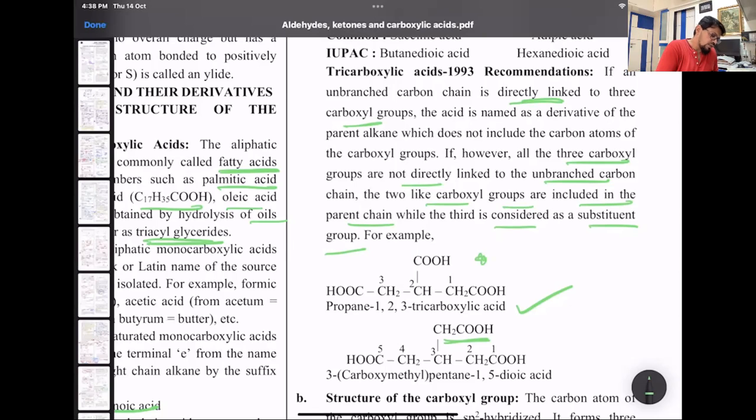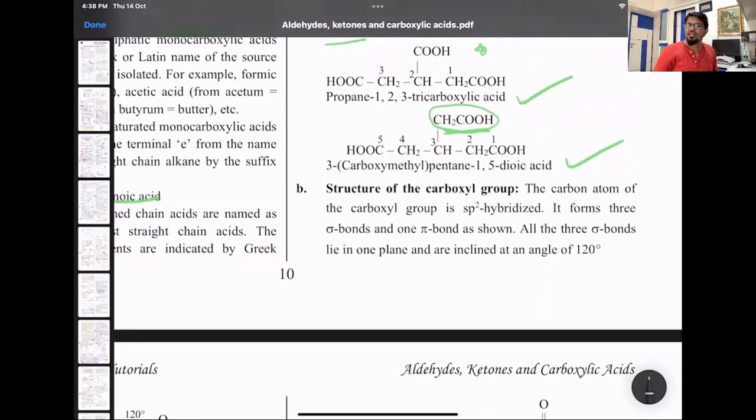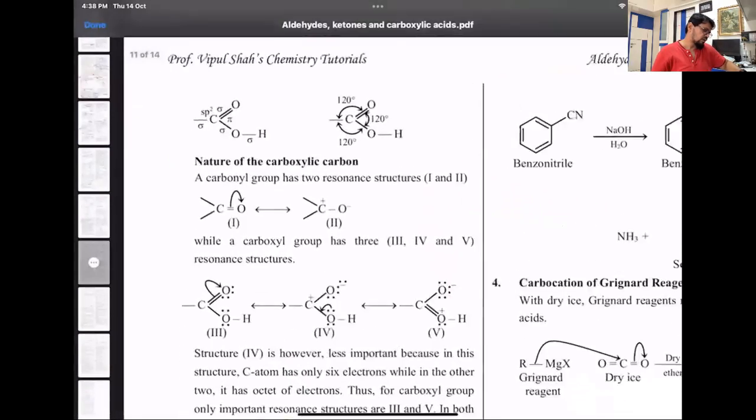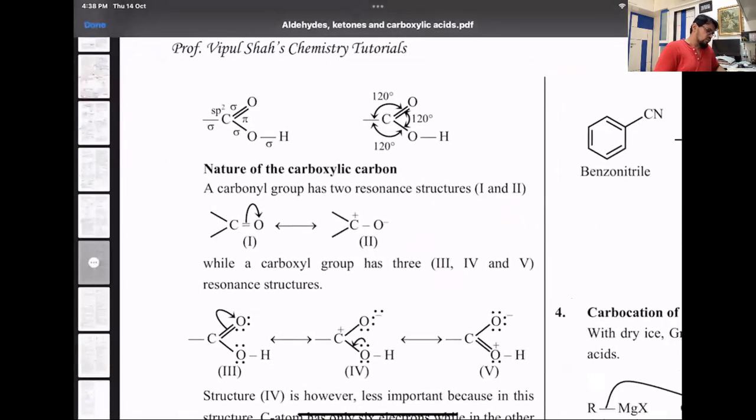But like this one, COOH is not directly attached to the main chain. It's attached to CH2. That's why we consider 2 and the third one is left out. That's an important one. Again, structure of carboxyl group: sp2 hybridized because it is C double bond OH. So carbonyl group has basically 3 sigma, 1 pi. It's again sp2 hybridized. It's trigonal planar. Same part, so it's sp2 hybridized, 120 degrees.